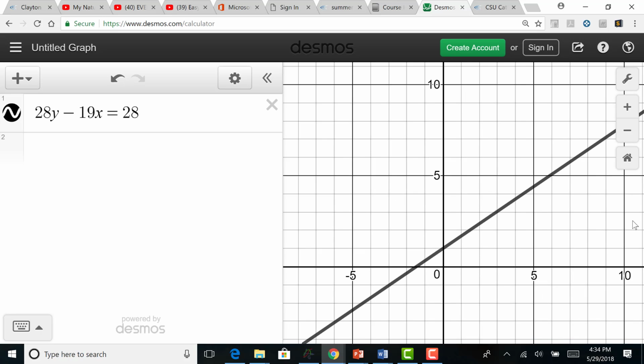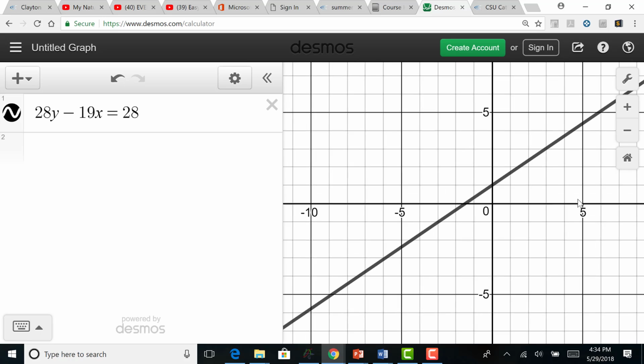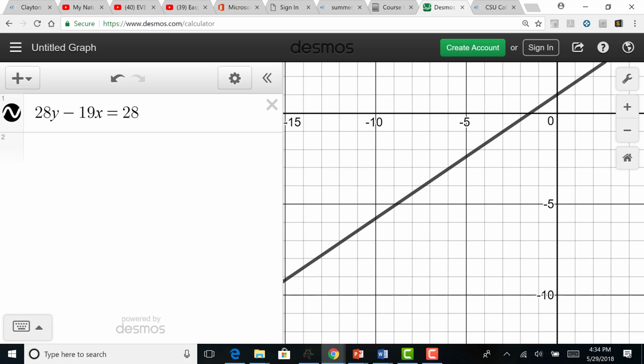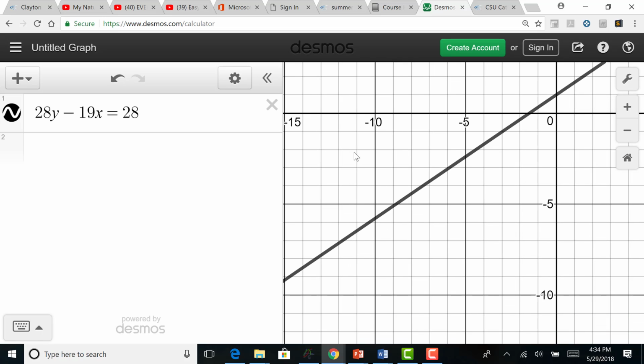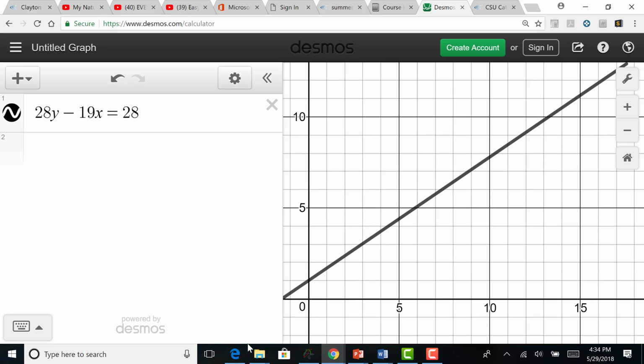Why do I want to see this part of the graph? Why do I not care about this part of the graph? Okay, look at what's over here. Look at these numbers. Negative. Is there such a thing as a negative percent? No. Is there such a thing as negative years? No. So I only want to look at the positive part of the graph.